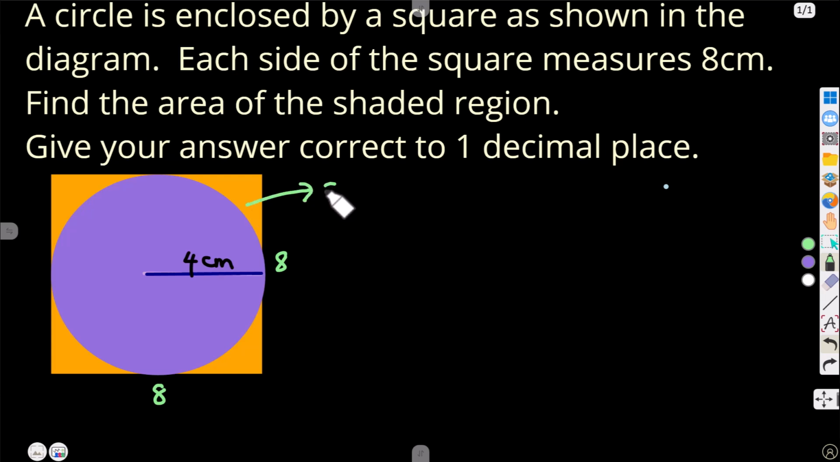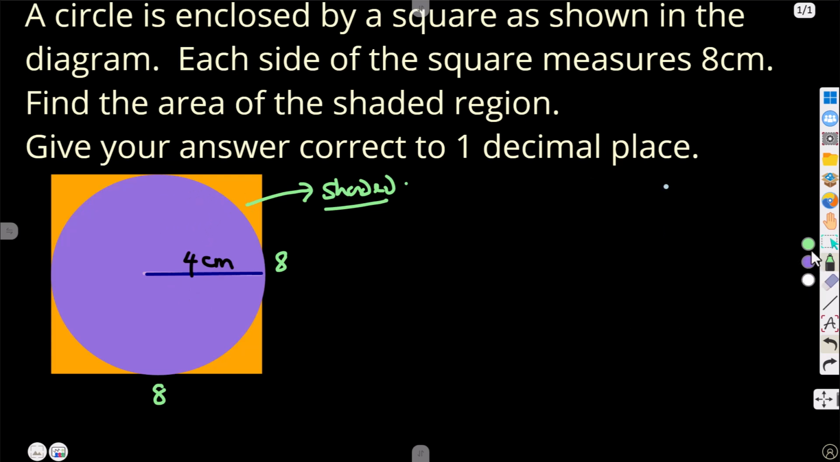This is the shaded region. So they want us to work out the shaded region, this here and also here. And we need to leave our answers to one decimal place.